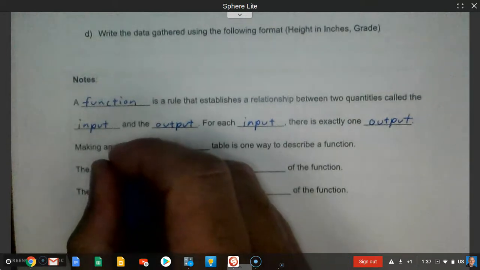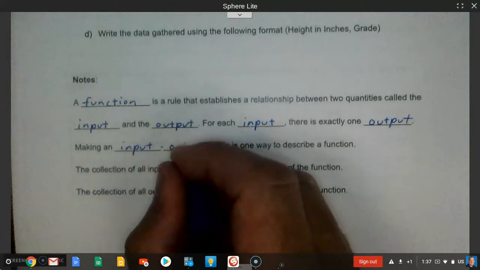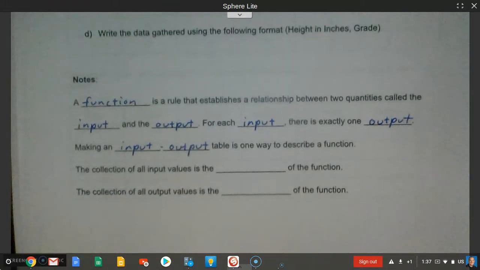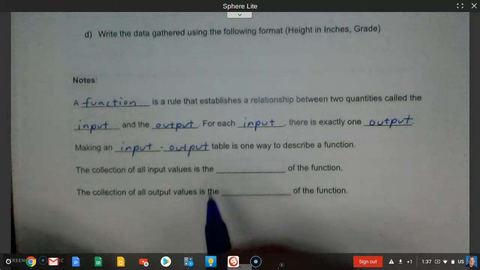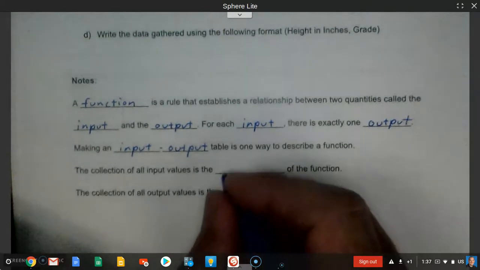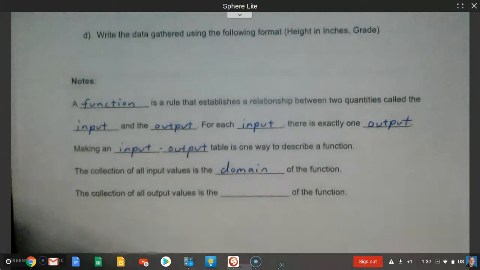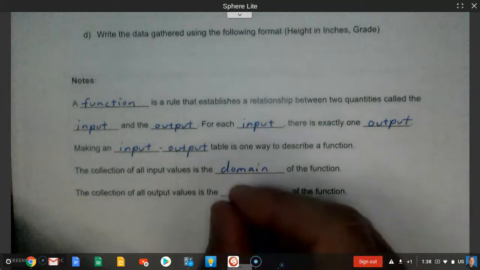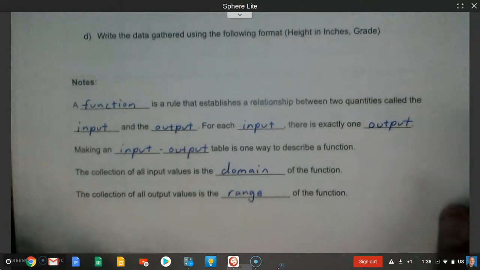Making an input-output table is one way to describe a function. The collection of all input values is the domain of the function. The collection of all output values is the range of the function.